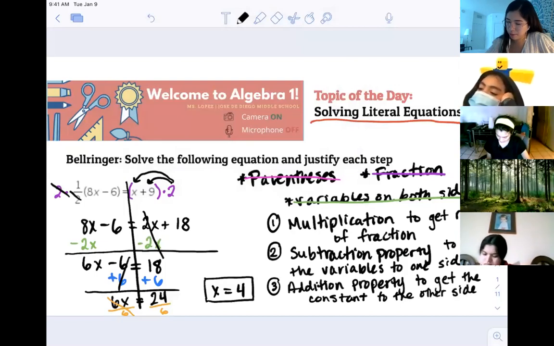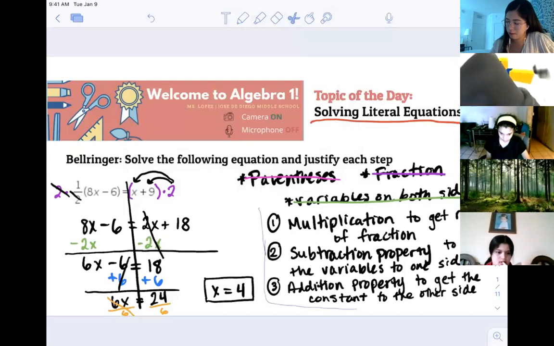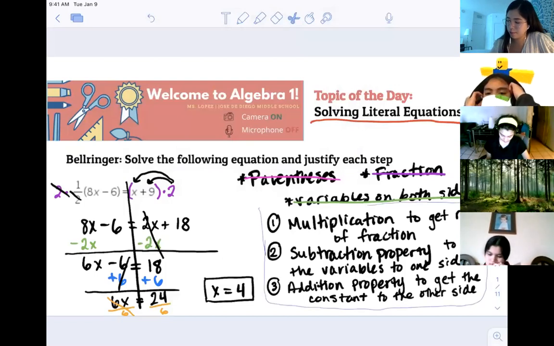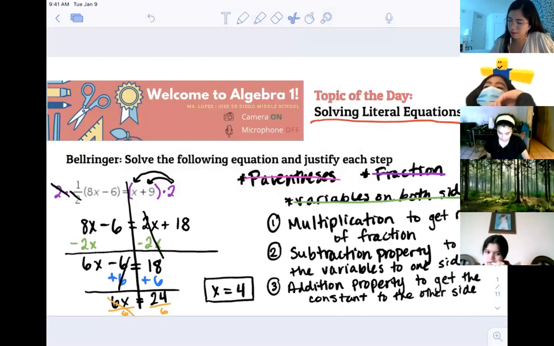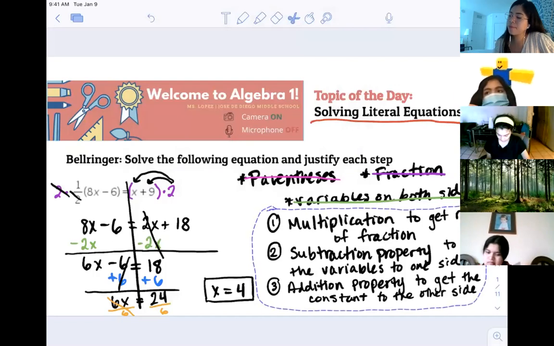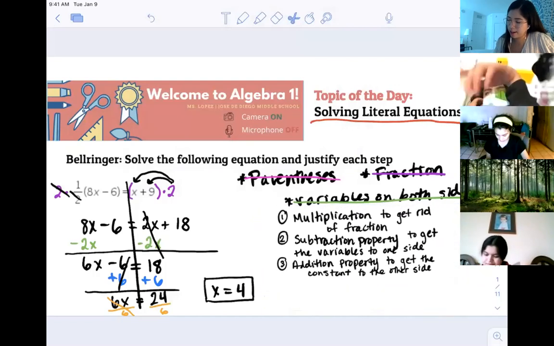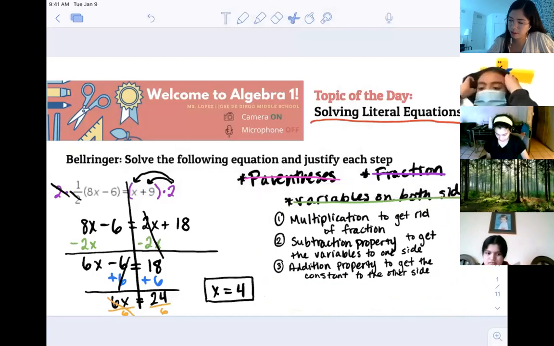And I'm running out of room, but what was my last step? Division property. Division property. And why did we divide? To get the x by itself. Good, to get the x by itself. So let me write that down.